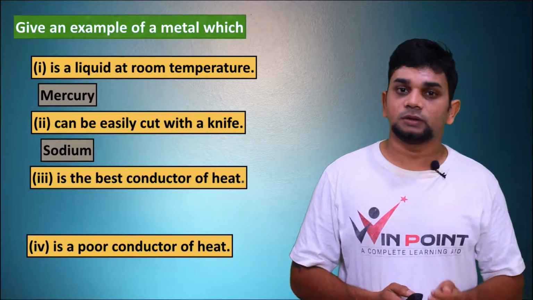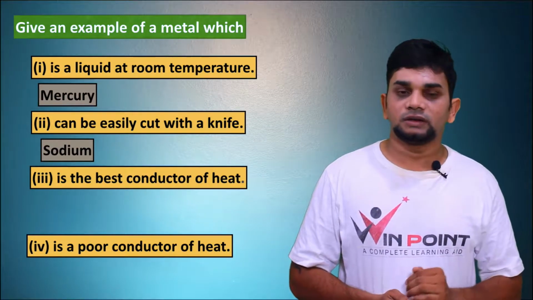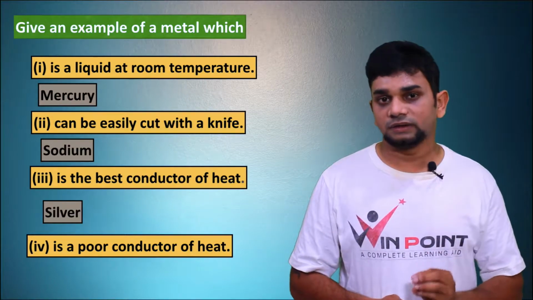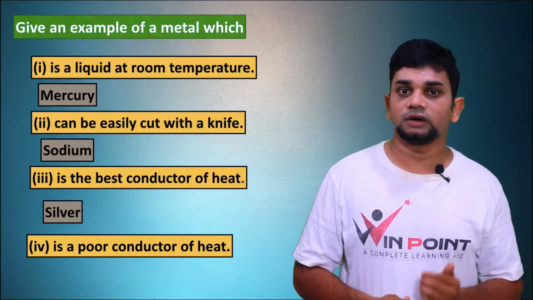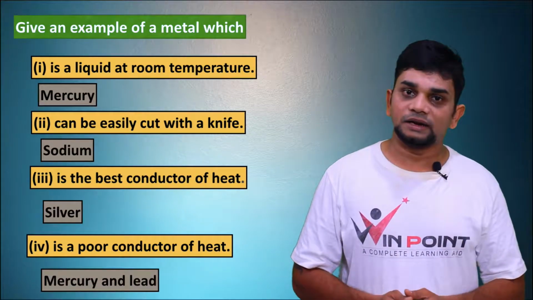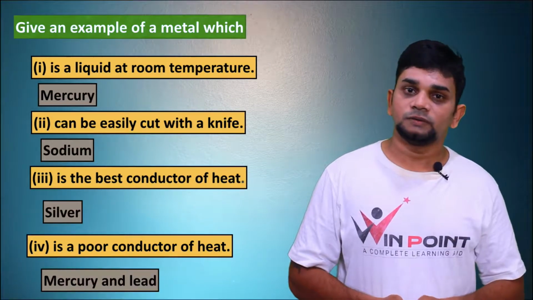Is the best conductor of heat. All metals are good conductors of heat, but silver is the best conductor of heat. Is a poor conductor of heat. The metal which is a poor conductor of heat, it is lead. Mercury and lead, these are poor conductors of heat.